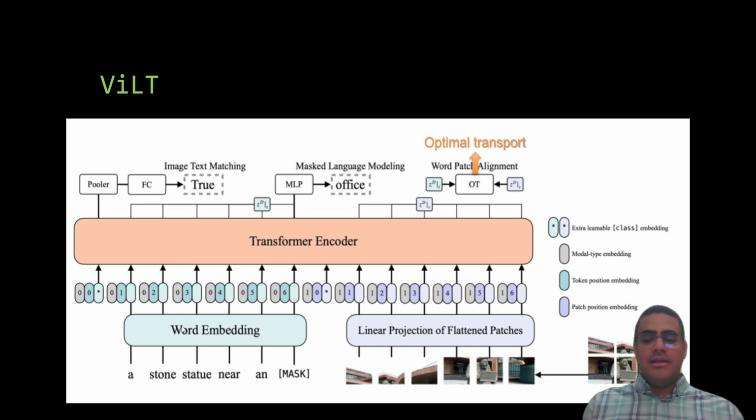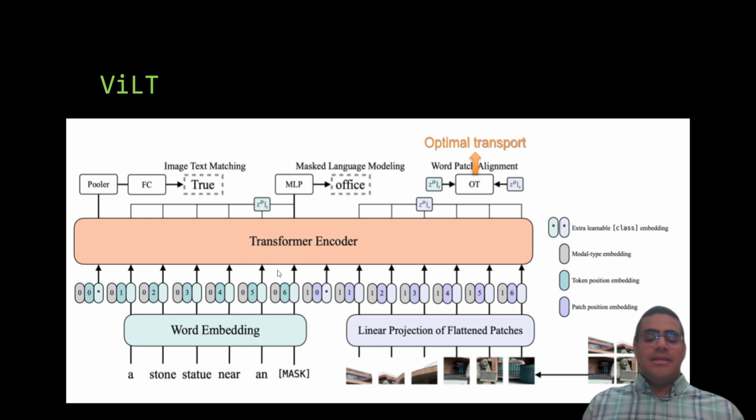Then we have added the model type embedding, position embedding, and patch position embedding to these tokens and patches, and then it was passed through a transformer encoder. What we expect this transformer encoder to be able to do is, first, image text matching, an idea somehow taken from BERT. Image text matching is basically a binary classification that tells us if this sentence is related to this image or not.